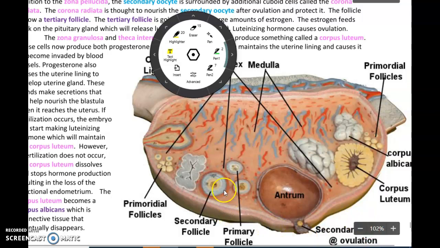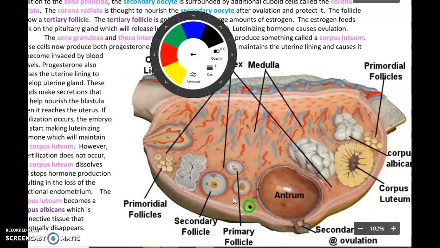Whoa, that one's ovulating. So out here in the cortex, we are going to have follicles. The primordial follicles are the ones that are asleep. They're just going to be this little line, circle. They're going to have the primary oocyte, and again, oocytes, the real pronunciation. And they're going to have simple squamous epithelial around them.